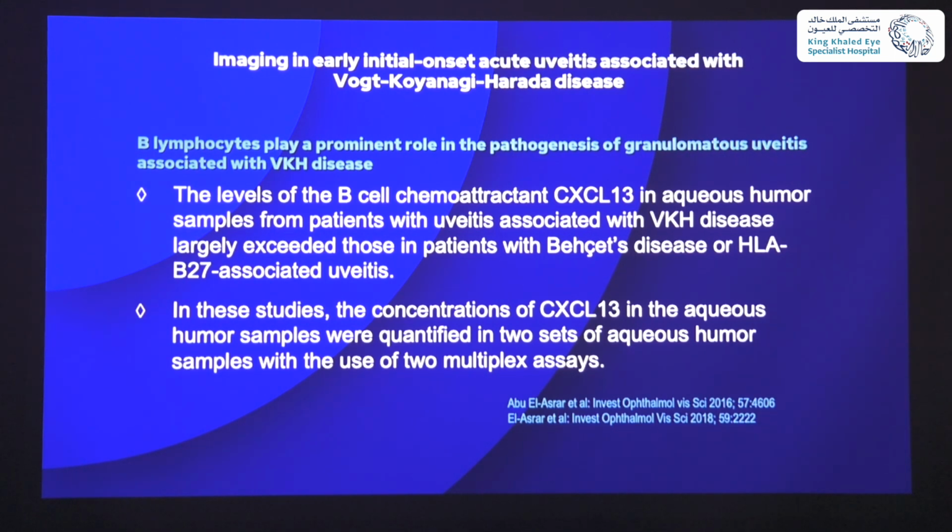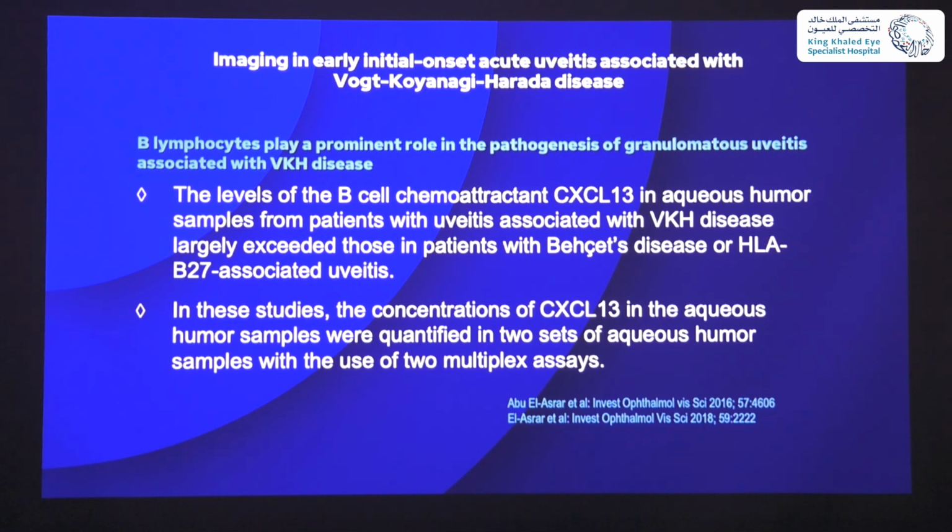We demonstrated in 2 independent studies, using 2 groups of samples and 2 multiplex kits, that the level of the B-cell chemoattractant CXCL13 in the aqueous humor samples from patients with uveitis due to VKH disease largely exceeded that in Behçet disease and HLA-B27. In these studies, the concentration of CXCL13 was quantified in 2 sets of aqueous humor samples with the use of 2 multiplex assays.